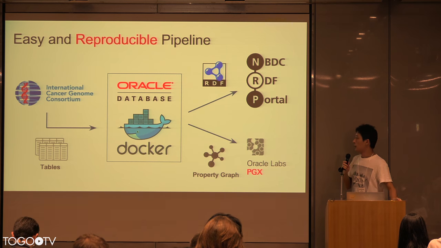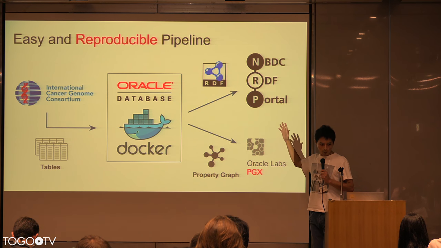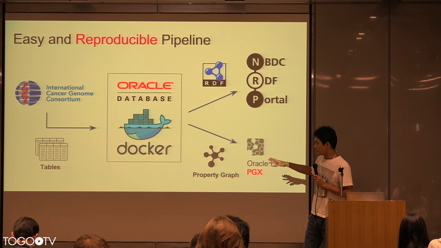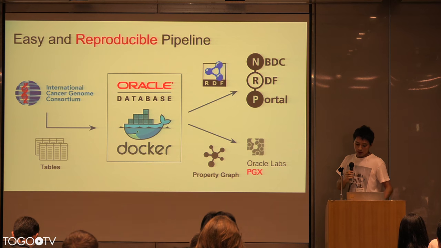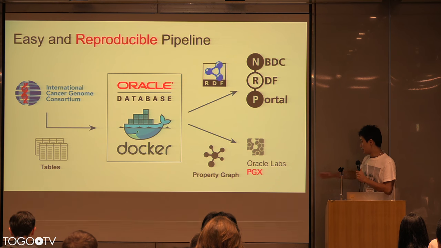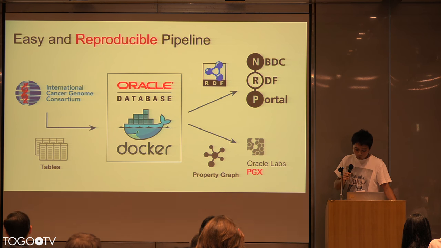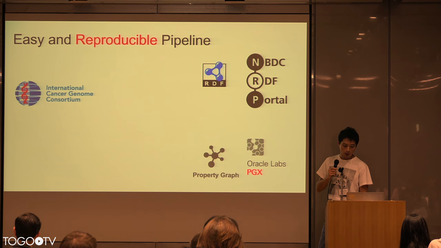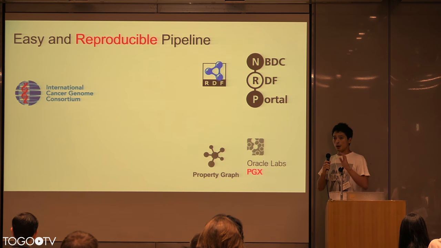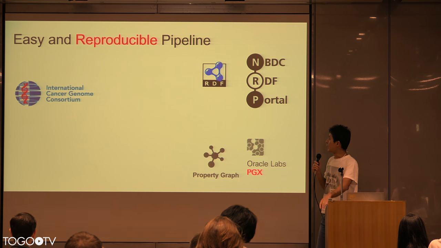So finally, I would like to have this reproducible data generation pipeline, which is on Docker and using Oracle database. And I'd like to try some graph analytics on Oracle's PGX as well. So by the end of this biohackathon, I would like to just remove all this pipeline.